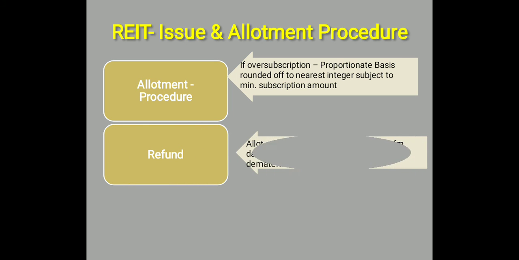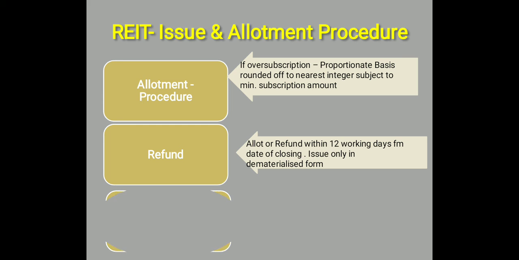What happens if allotment is not made, or what happens after the allotment? After allotment or refund, suppose REIT allots units or refunds application money wherever applicable, as the case may be, the refund is to be done and allotment is to be made within 12 working days from the date of closing of the issue.